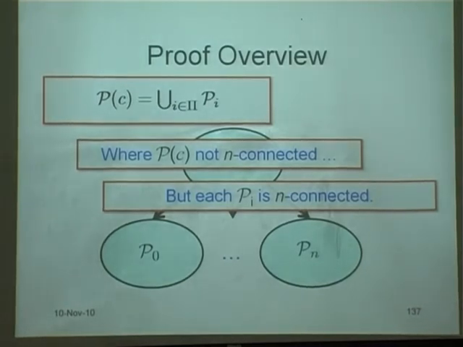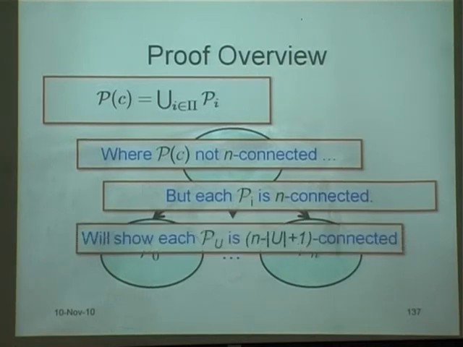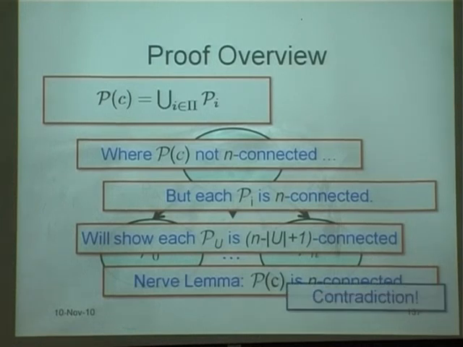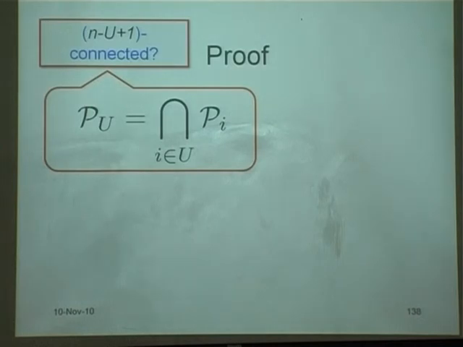So you can see how we're sort of rolling in the nerve lemma here. And what we need to show is that each P sub U is n minus |U| plus 1 connected. If that holds, then we know that the connectivity of this thing depends on the connectivity of the nerve, but the nerve is trivially n-connected, so we'll be done. So what we want to show is that this is n minus |U| plus 1 connected. There should be an absolute value sign on the U here.